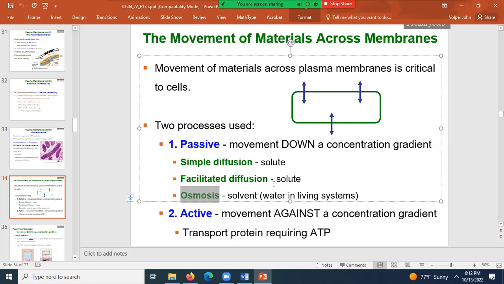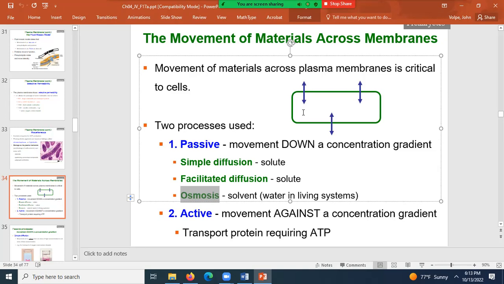The other way that movement may occur across the plasma membrane is an active process where the molecule moves against its concentration gradient, meaning the molecule moves from where it's lower in concentration to where it is higher in concentration. This happens with a transport protein, specifically pumping the molecule generally into the cell, but it could pump it out of the cell as well. And that transport protein has to use a molecule of ATP to transport that molecule against its concentration gradient.